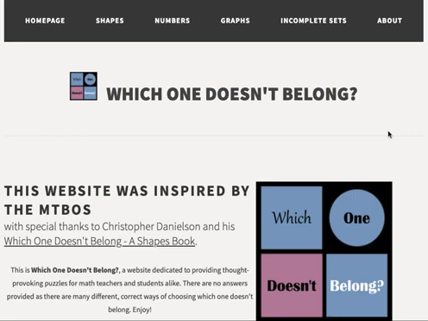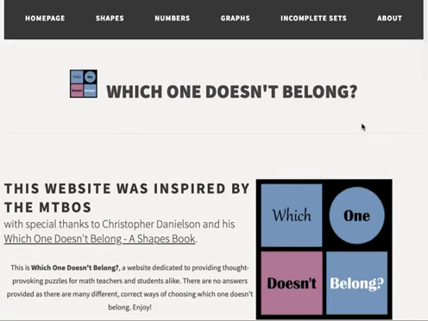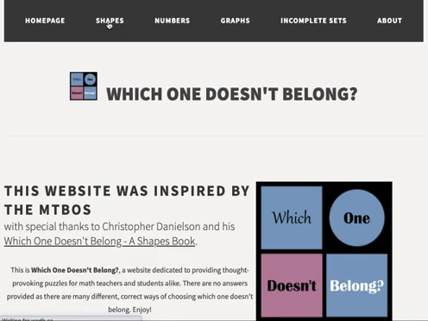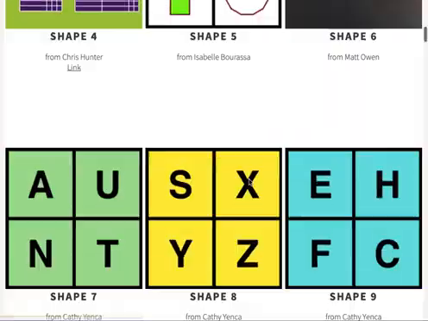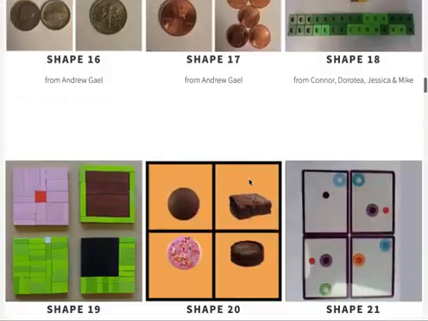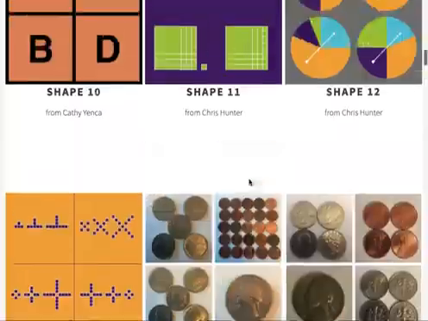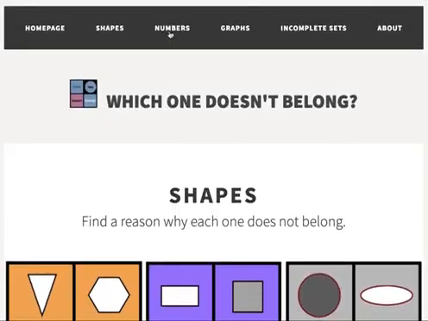A great example of this is this particular site, wodb.ca, for Which One Doesn't Belong. It's .ca for Canada because this group from Canada put this together. They have shapes, and you can have conversations around that with real world applications. It's a great routine to really get that thinking going.